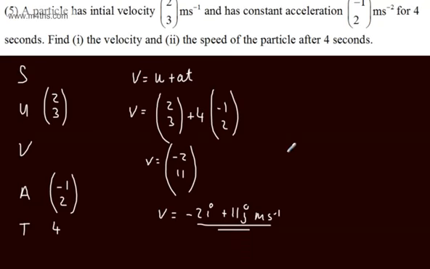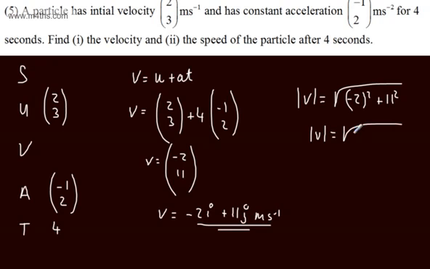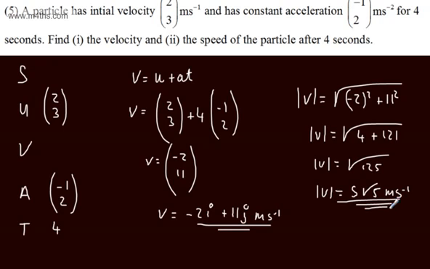Now we want to find the speed. So the speed now is the absolute value of the velocity, so it's the square root of minus 2 squared plus 11 squared. So what's that going to give me? That's going to give me now 4 plus 121. So the speed is going to be the square root of 125. What's that? 5 root 5 meters per second. And of course you can just plug that into a calculator if you're asked to give it to, for example, 3 significant figures. So that's all we're doing. We're looking now at using the constant acceleration equations and going from there.